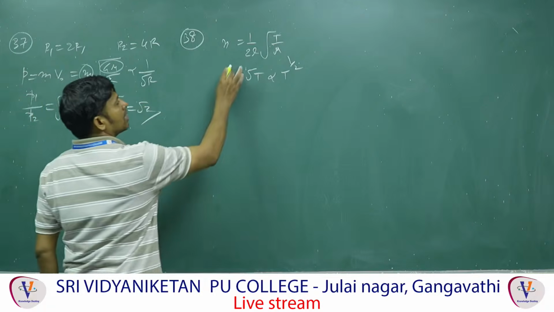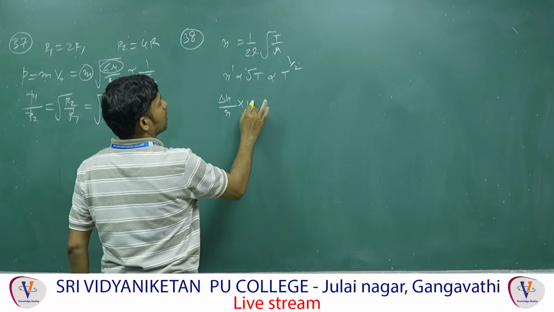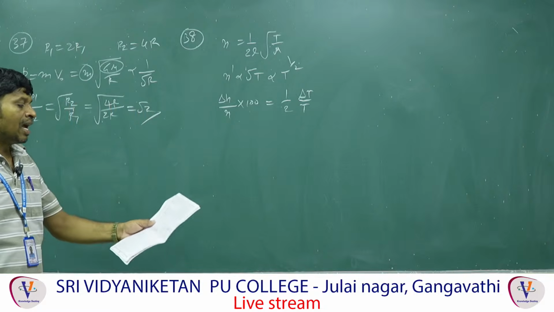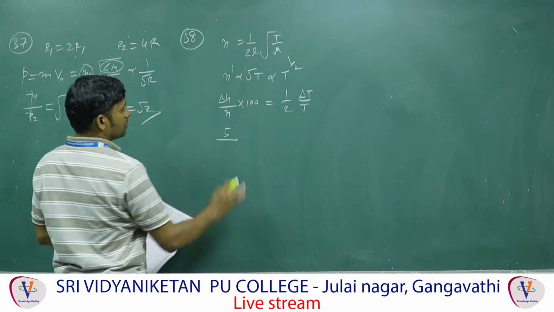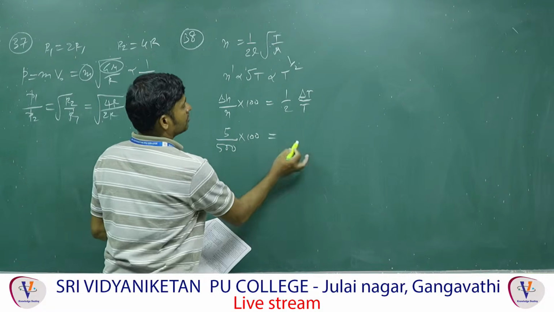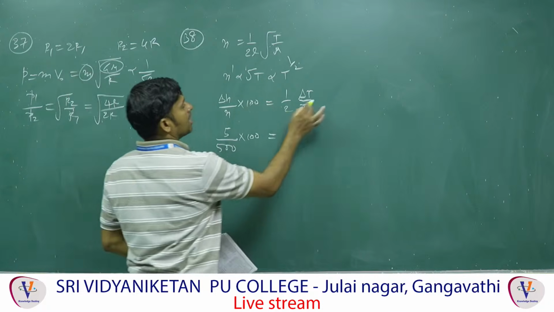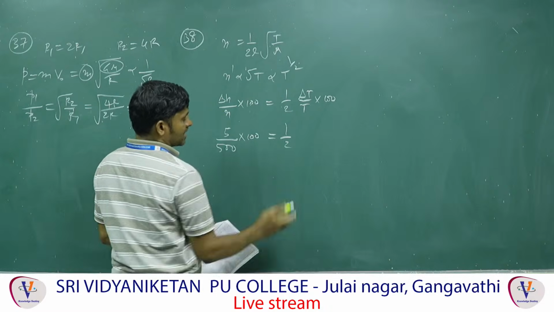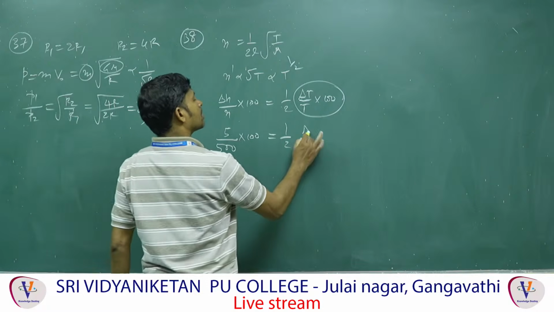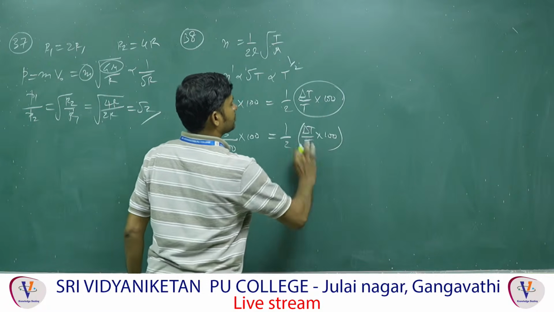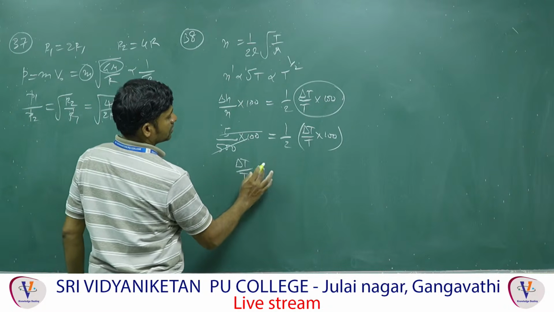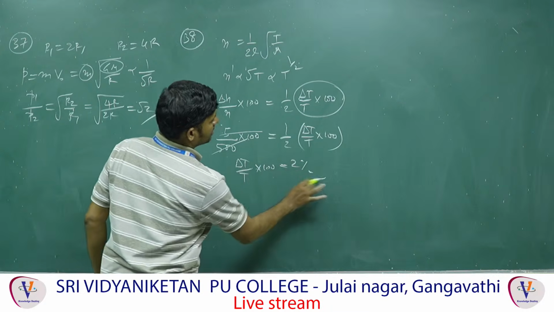Taking the differentiation, delta n by n into 100 is equal to the power value 1 by 2 into delta T by T. Delta n means number of beats, 5. N is the original frequency 500, into 100. The percentage also has 1 by 2 as it is. What is the percentage increase of the tension that is asked? Delta T by T into 100. 500 and 500 cancel, take them to this side, into 100 value is 2%.